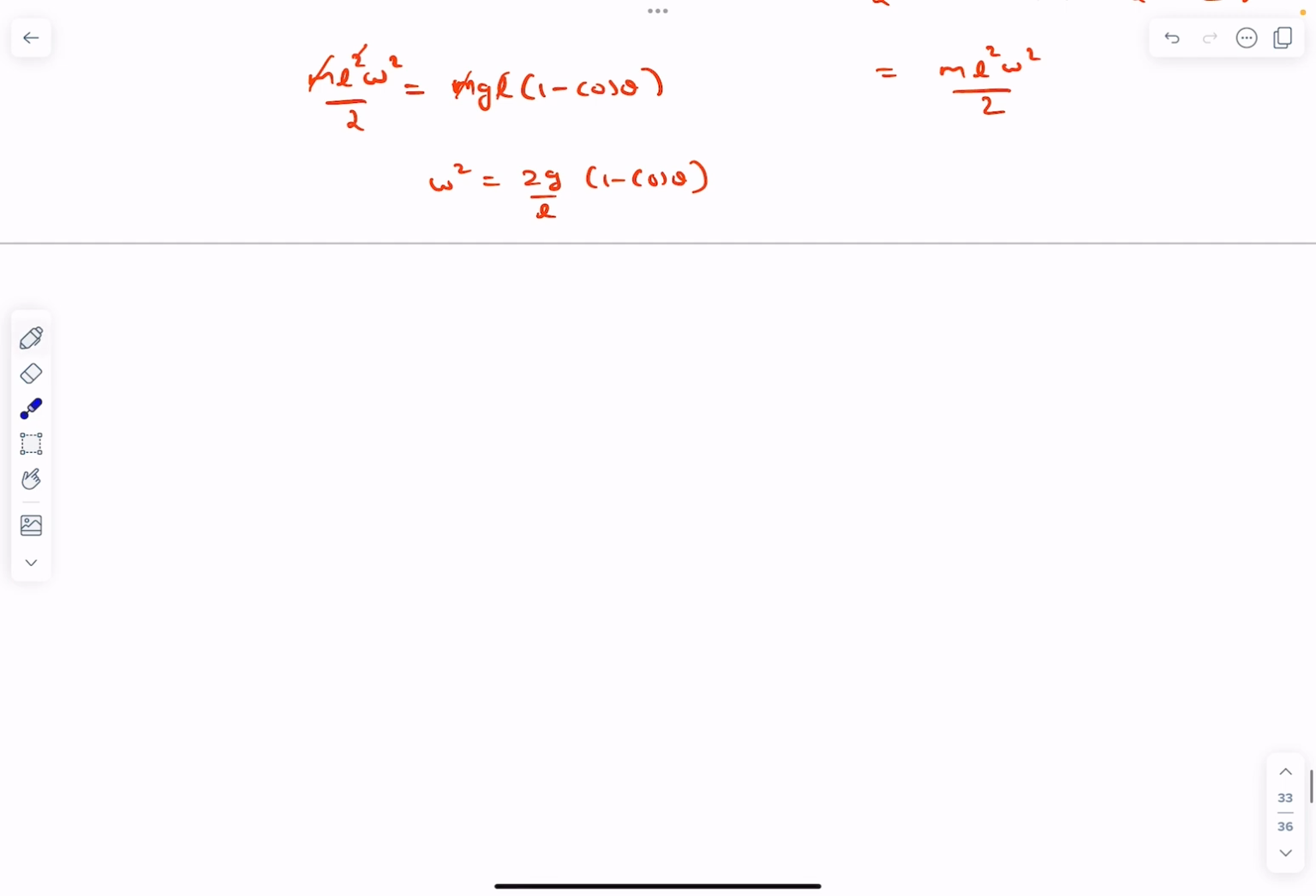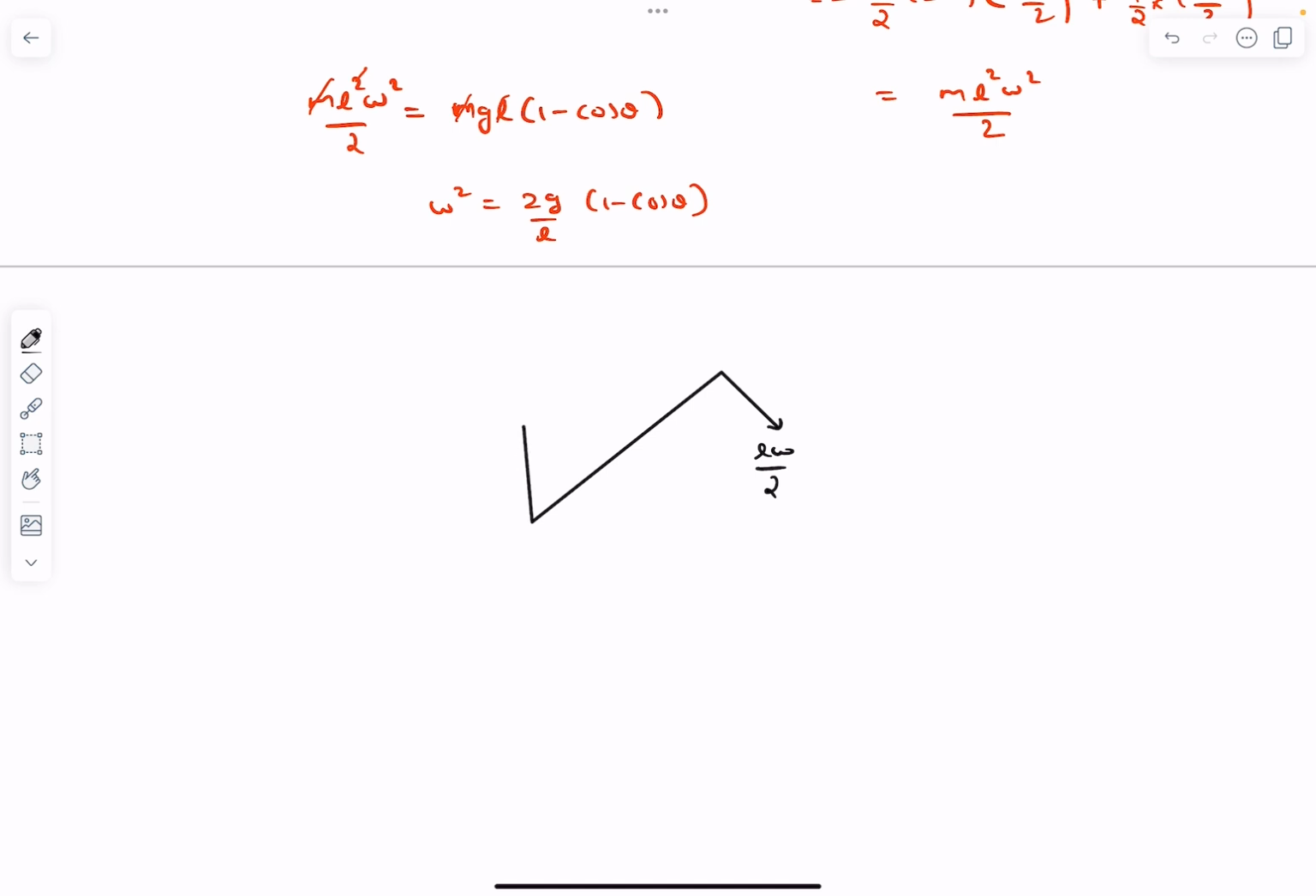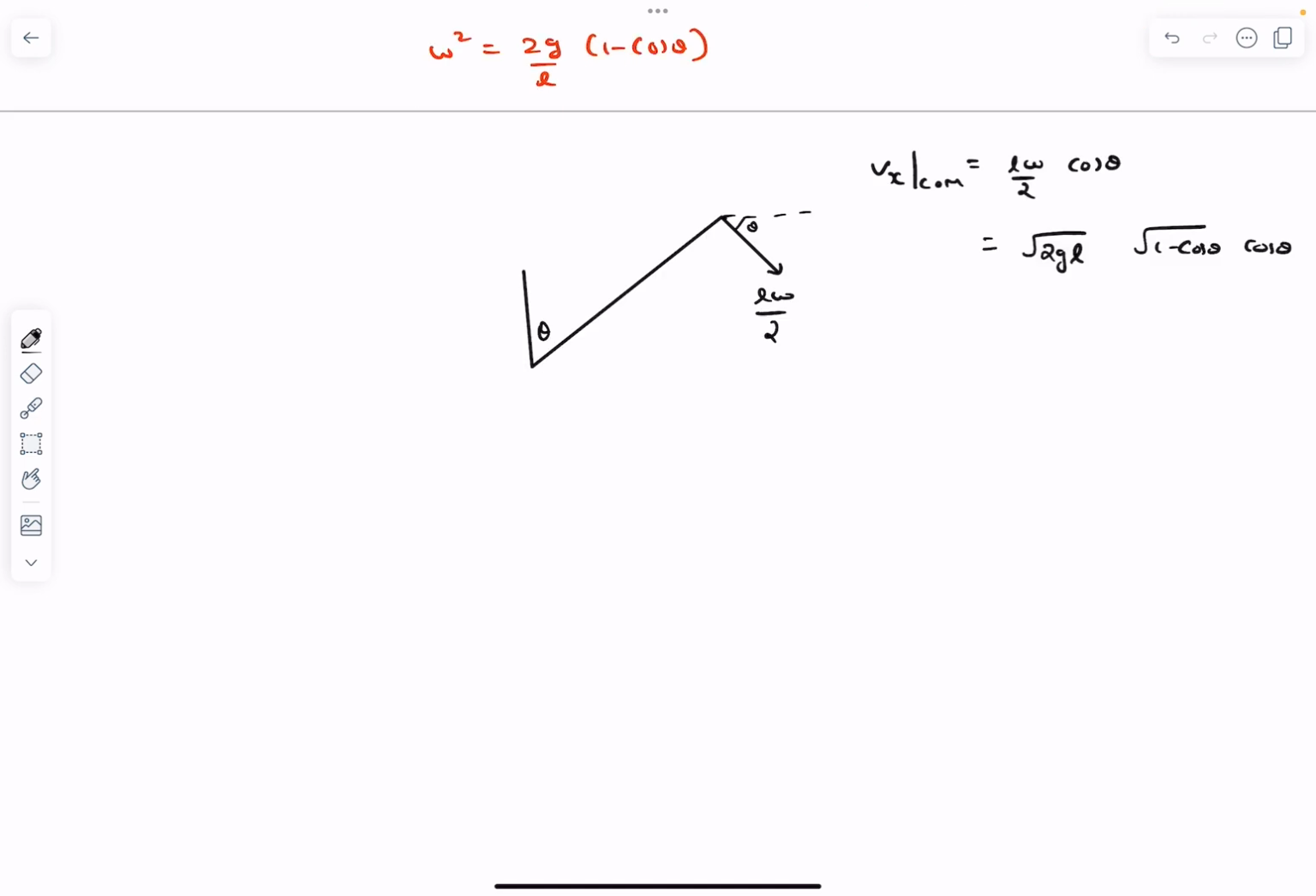As we discussed earlier, we already know that the velocity of the center of mass is L omega by 2 perpendicular to our median. And the median itself made an angle theta with the vertical, so this particular angle is going to be theta as well. So from here, we can see that the x component of the velocity of the center of mass is L omega by 2 cos theta. Now if we substitute the value of omega here, we'll get this particular value. Okay. So here, as you can see, it's a direct function of theta.